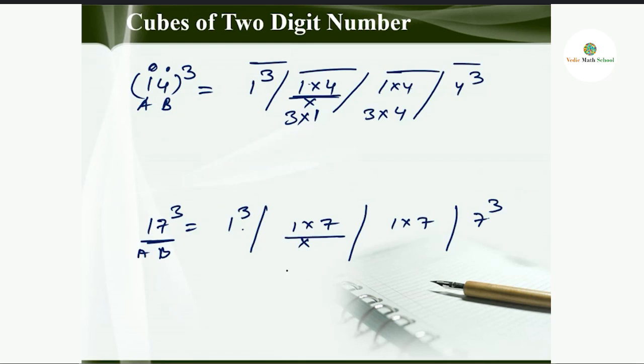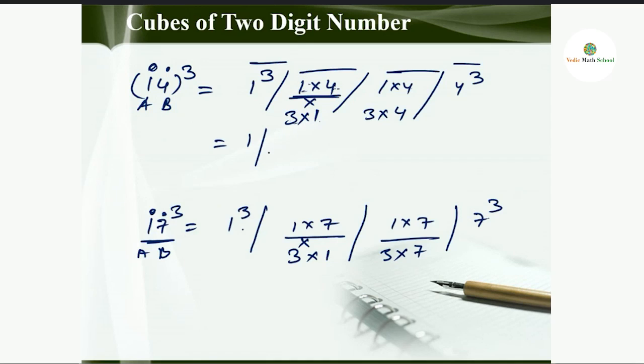Now we have to multiply this value with 3 into the first value, that is 3 into 1, and then 3 into the second value, that is 3 into 7. Then after that, our duty is to solve. 1, then 1 into 4, 4, 4. And 3 into 1 is 3. So 4 into 3 is 12.